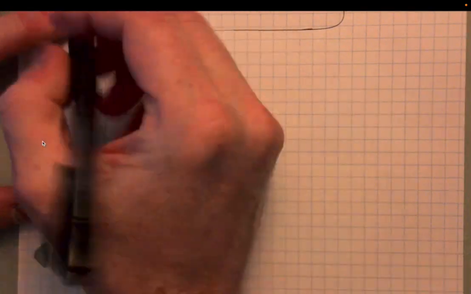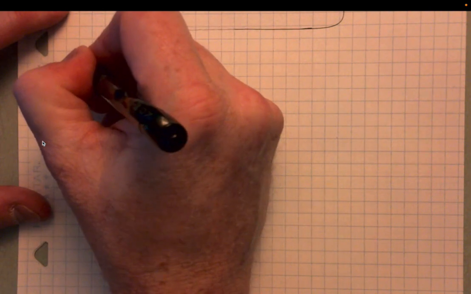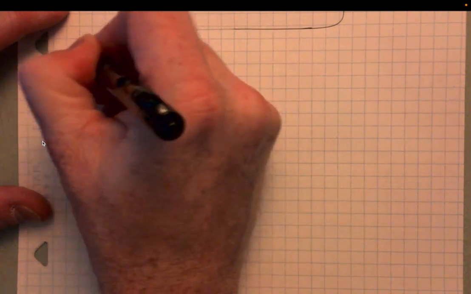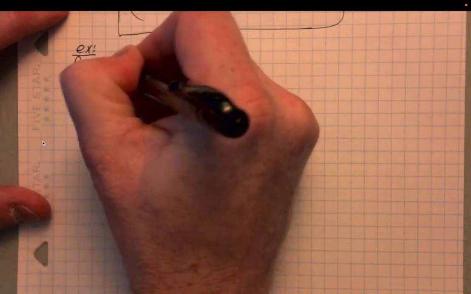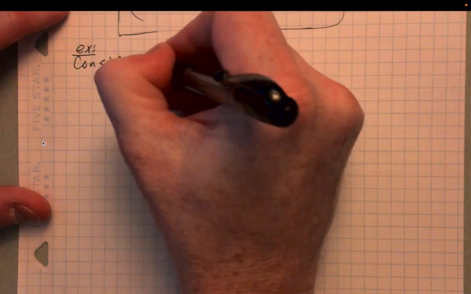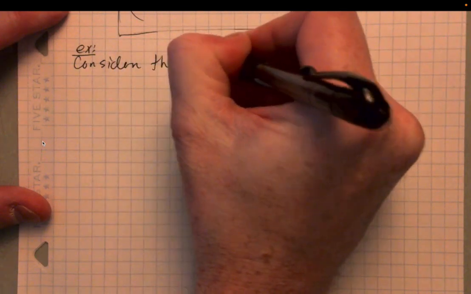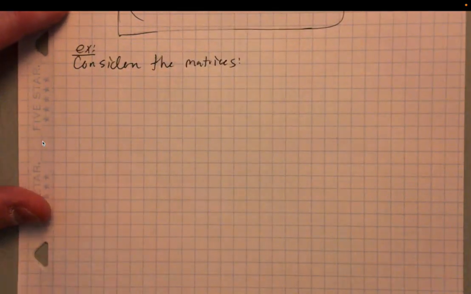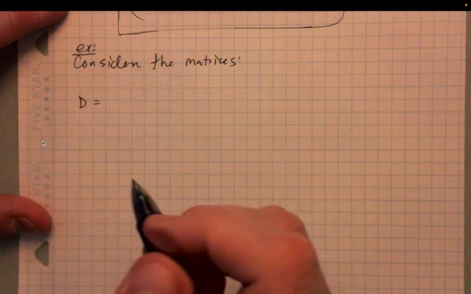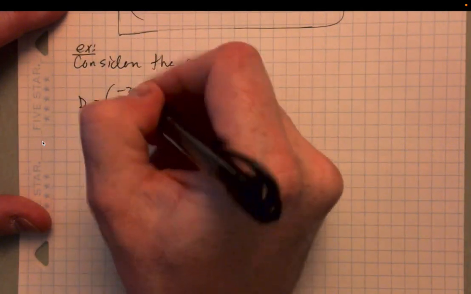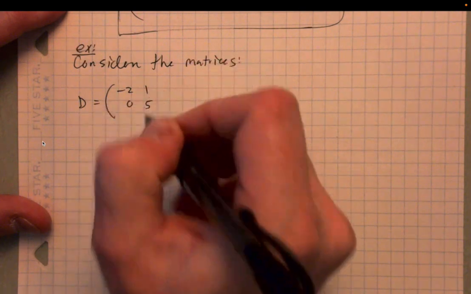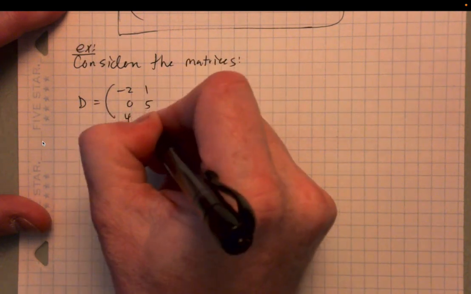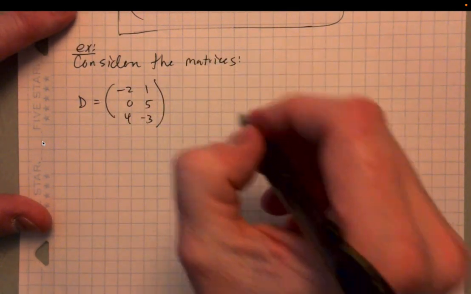I'm going to write out 5 different matrices. So consider the matrices. Okay, and we're going to have D, which is -2, 1, 0, 5, and 4, -3. So it's a 3 by 2.